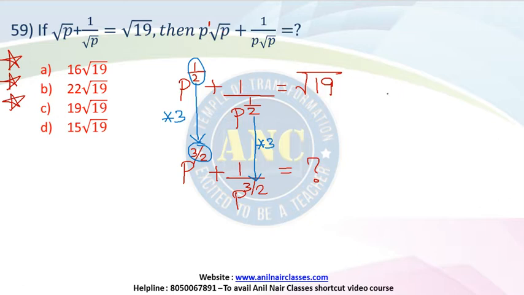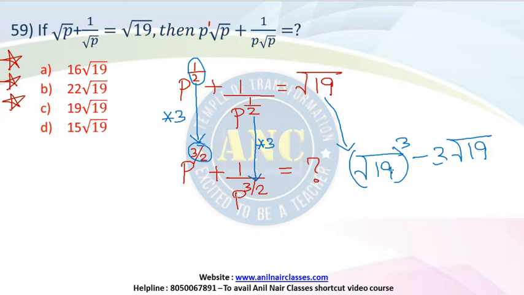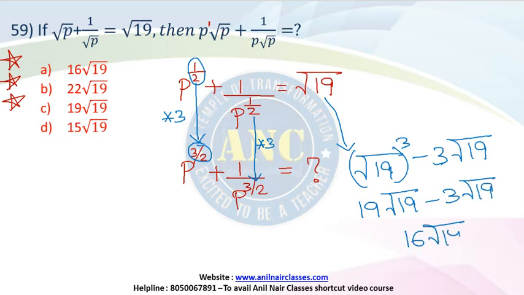k cube minus 3k, where k value is root 19, is root 19 whole cube minus 3 times root 19. Root 19 whole cube is root 19 whole square into root 19. Root 19 whole square is nothing but 19. Right? 19 root 19 minus 3 root 19 is nothing but 16 root 19. So we came to know that the answer is 16 root 19, which is absolutely correct.